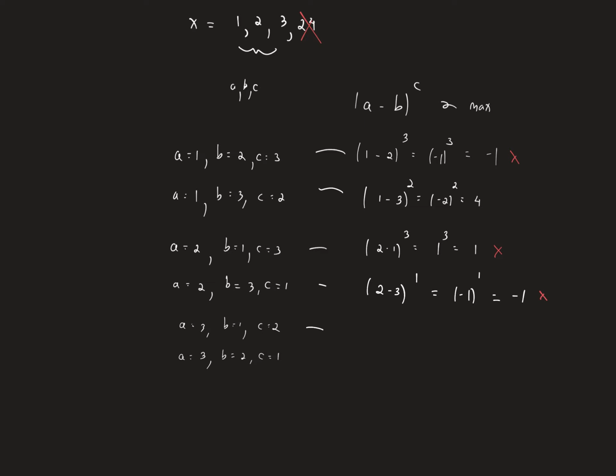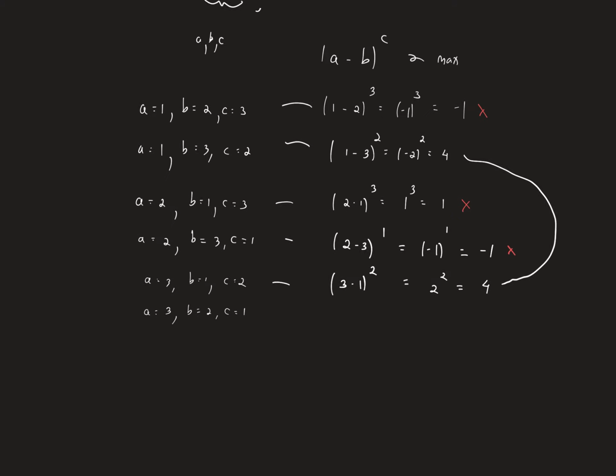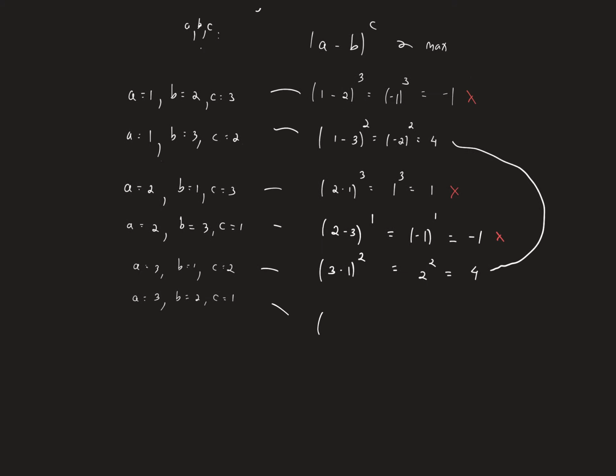The fifth case here is 3 minus 1 to the power of 2, which is 2 to the power of 2, or 2 squared, which equals 4. See that these two values are equal, so we'll keep that. And the sixth case here is when A equals 3, B equals 2, and C equals 1, which is 1 to the power of 1, which is 1, still less than 4.